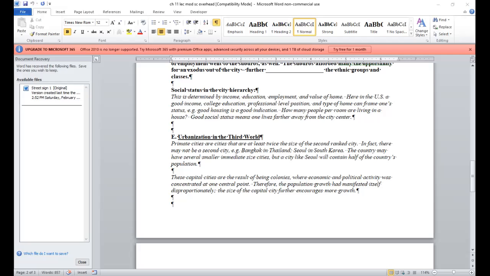Good social status means, therefore, that one lives farther away from the inner city. So if you live farther away from the central business district, what does that say about your social standing? And going back to an earlier concept we talked about, is this a culture complex or a culture trait? This is probably an expensive complex.